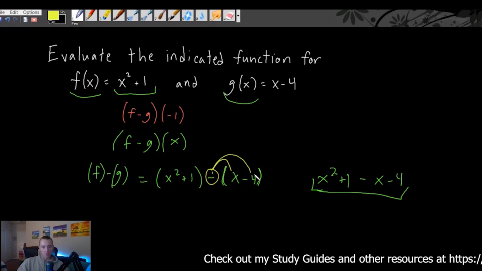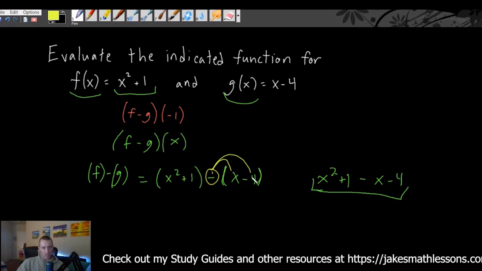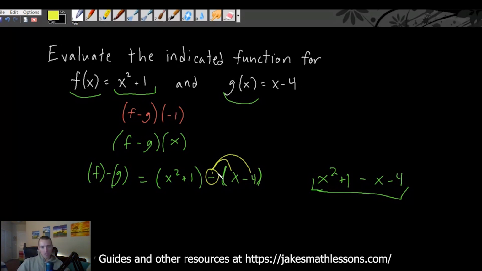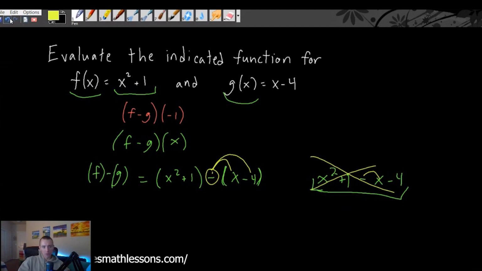It's going to have to distribute within the parentheses, and it's going to be applied to both this x and this negative 4 in here. If we don't put the parentheses around the function g, that's not going to distribute. So over here, that minus sign is only being applied to the x. So this is not going to be the right function. So you do want to be very careful with that.